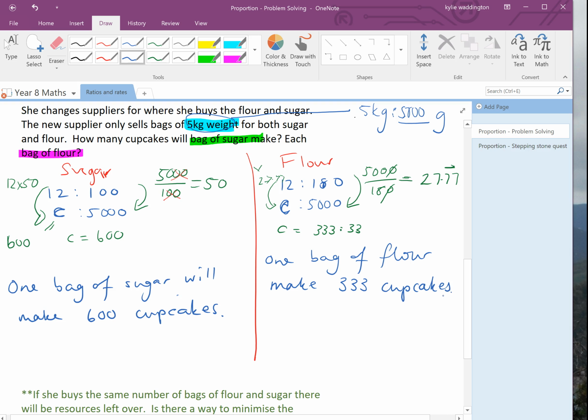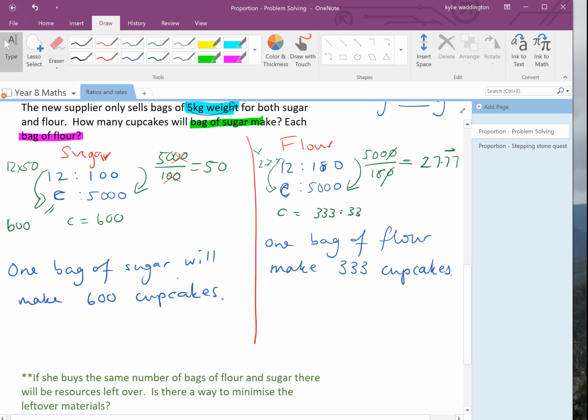Cupcakes are kind of like humans and you can't make part of one. So in this instance, you would just use less flour and you'd have a little bit of flour left over and only make the 333. You are only in year 8 though, so if you did put your answer as being 1 bag of flour makes 333.33 cupcakes, then you would still get full marks, assuming of course you have shown some working out.